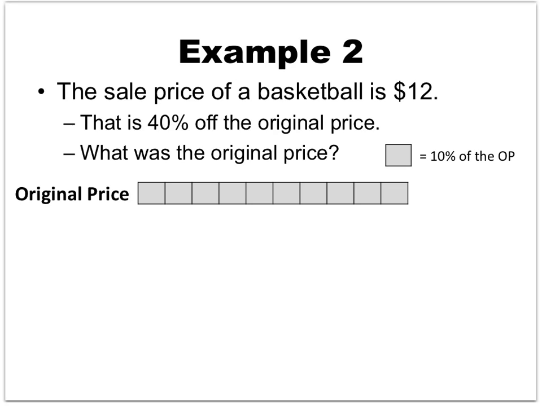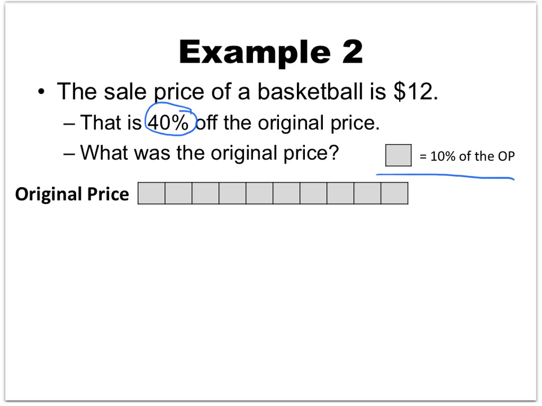And we're going to break this up into 10 equal pieces. Why 10? Well, because we're talking about 40%, which is 4 times 10%. 10% is 1/10, so it makes sense to divide this up into 10 equal pieces. So here, one of these groups, or one of these boxes, represents 10% of the original price. So we could think of this box as representing a group of money.